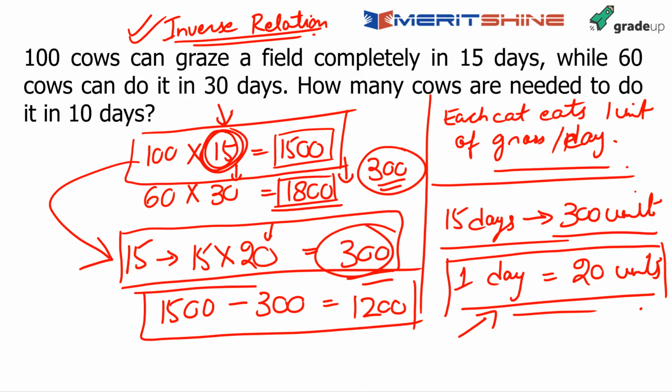Is it okay with everybody? This is very simple. When they started, it should be 1200 units of grass, because in these 15 days 300 units of additional grass has come and the total becomes 1500. Now there is nothing more to do. Now see what you have to find.